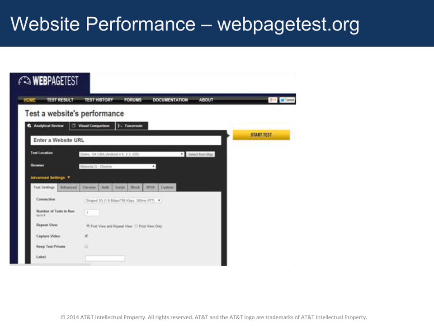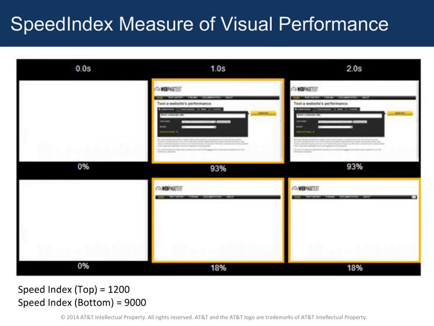And as well as giving you a waterfall, it gives you a visual experience of the user. So it captures a film strip of the page load. And one of the things we can do from capturing that visual image is create a metric called the speed index. We'll come to a bit more about what the speed index is in a minute, but I use it quite heavily when I'm judging performance.